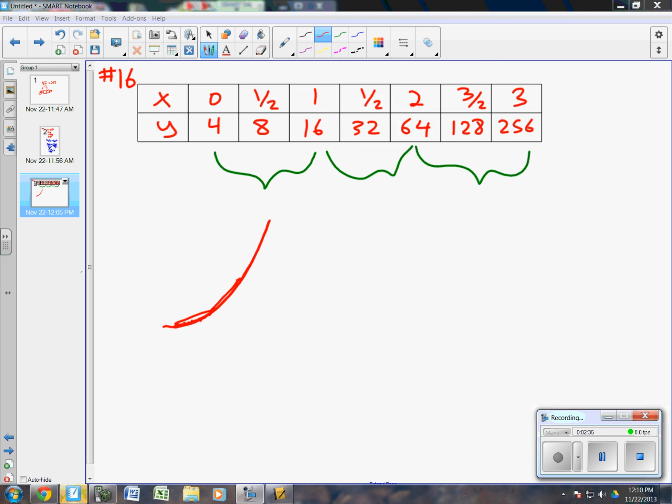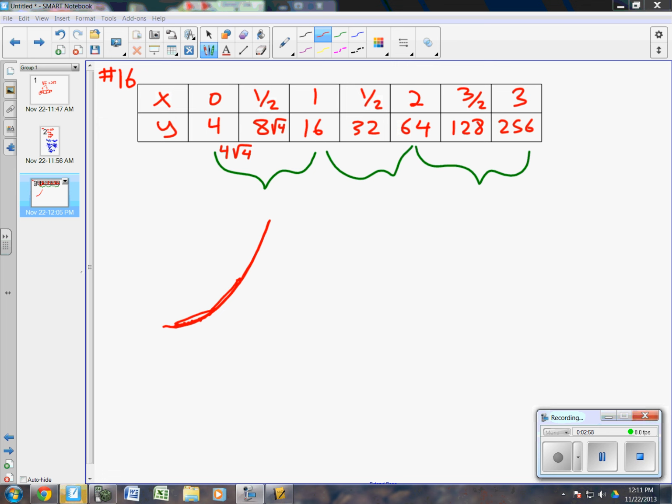Well, root 4 is 2. 2 times 4 is 8, right? So if I go root 4 times this, root 4 is 2, 2 times 8 is 16. Root 4 is the same thing as 2, right? So you're just multiplying by 2. So it's the same thing.